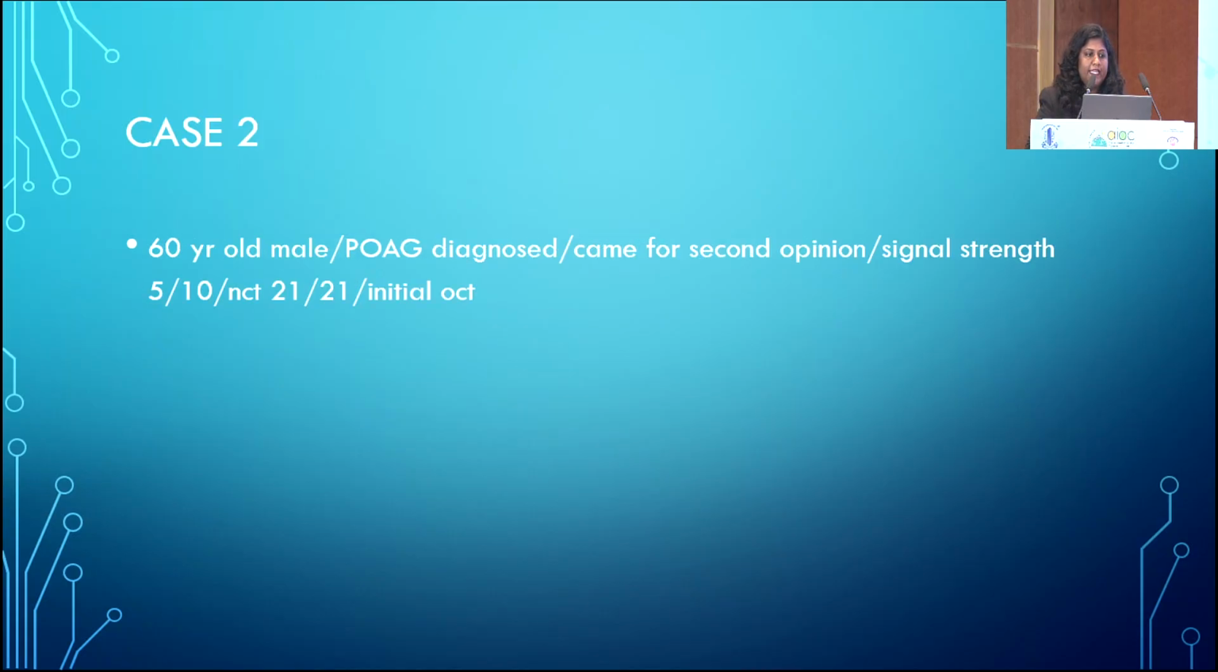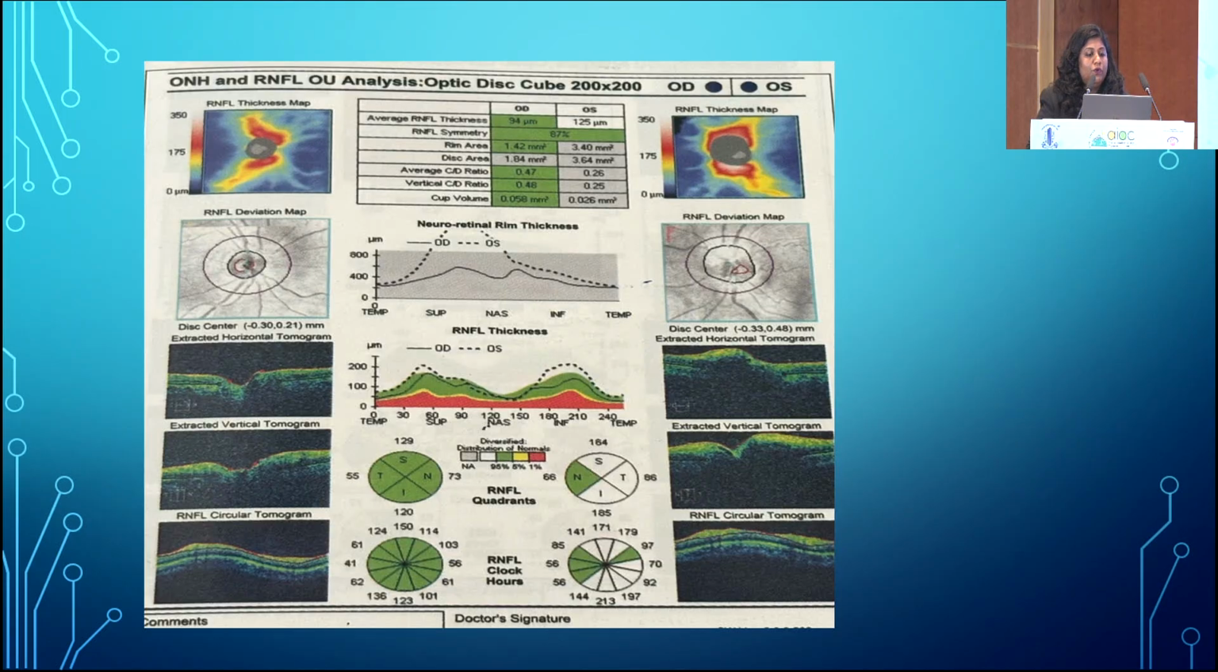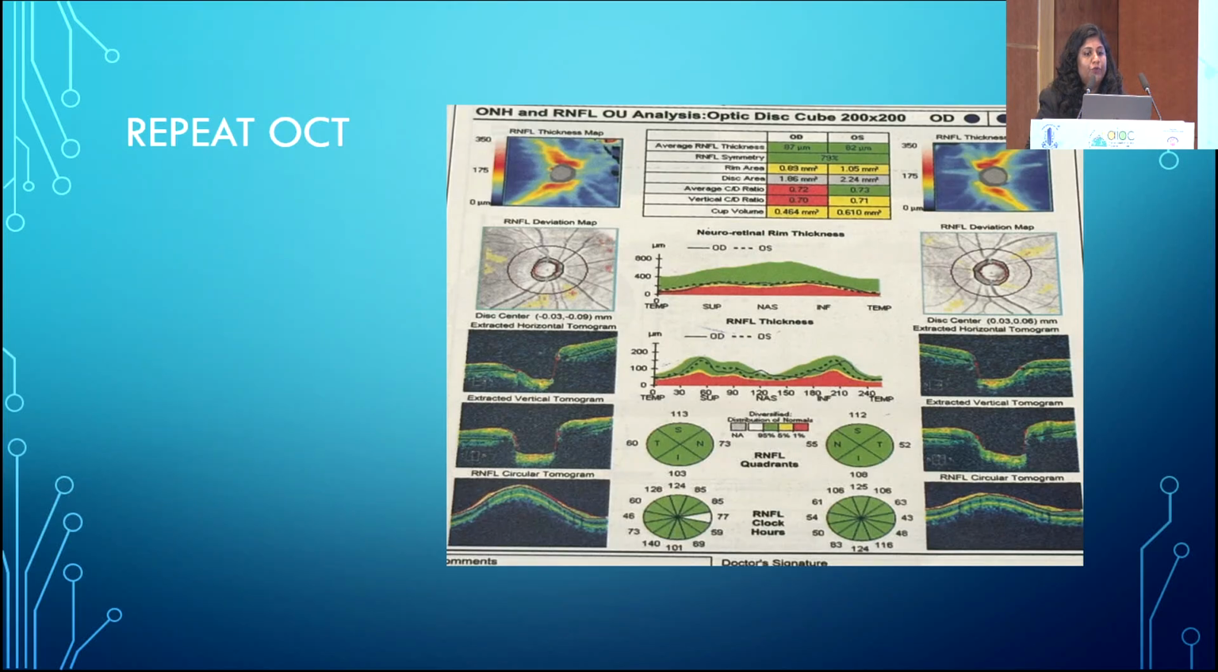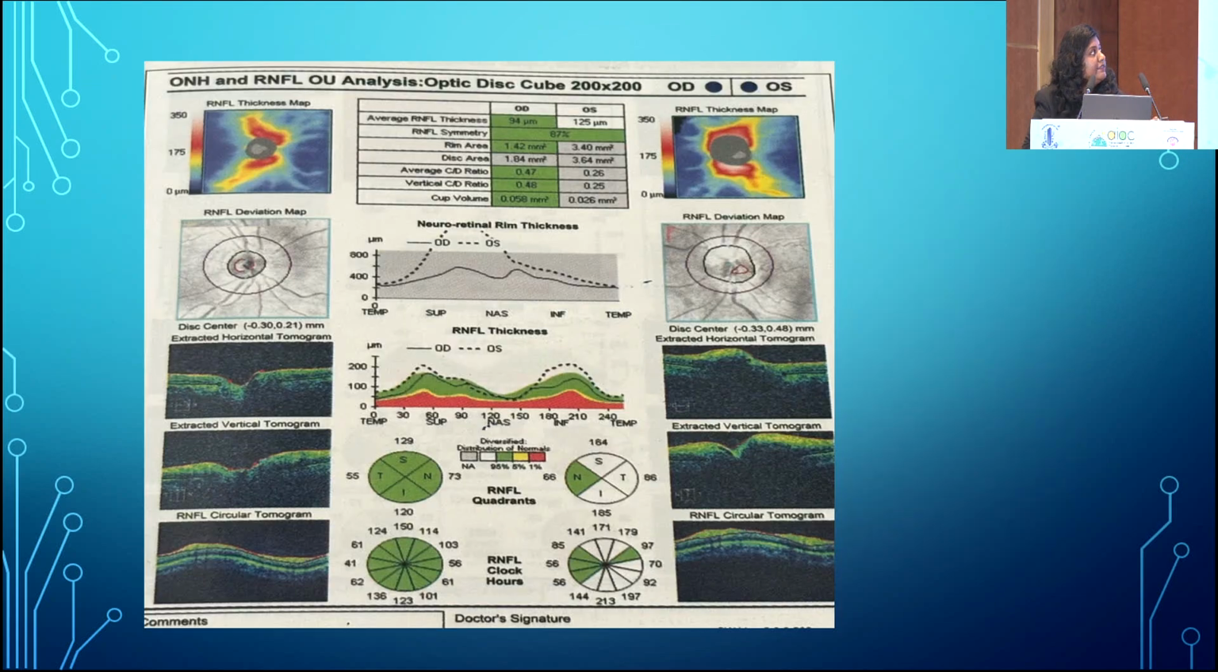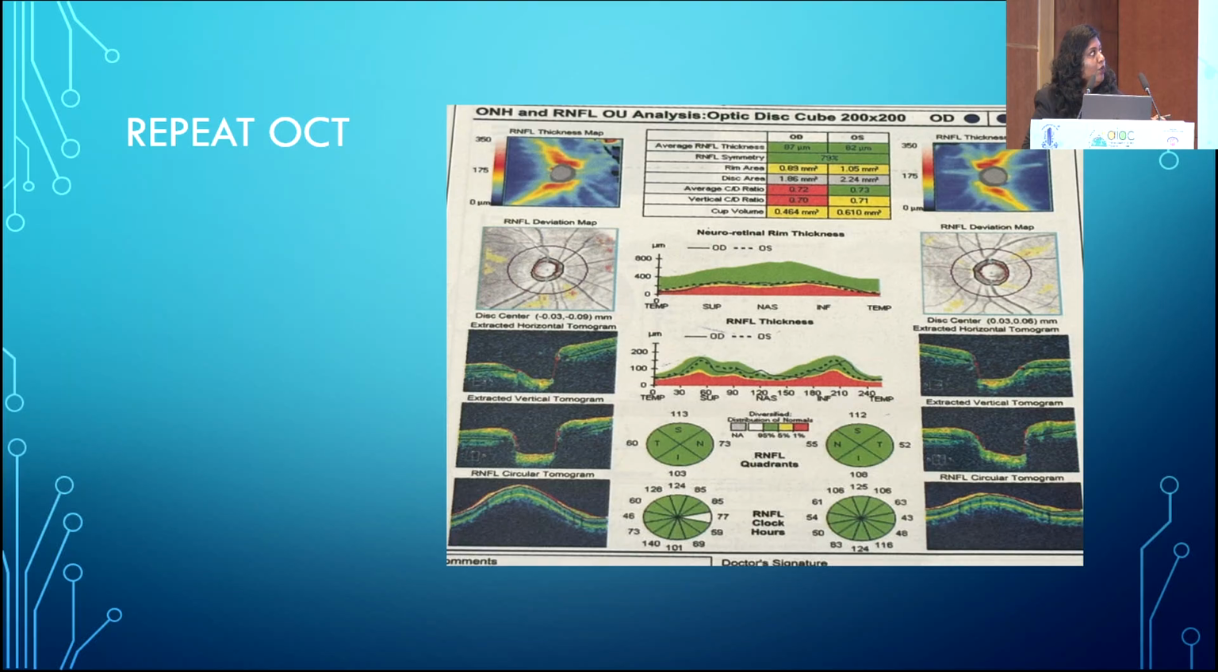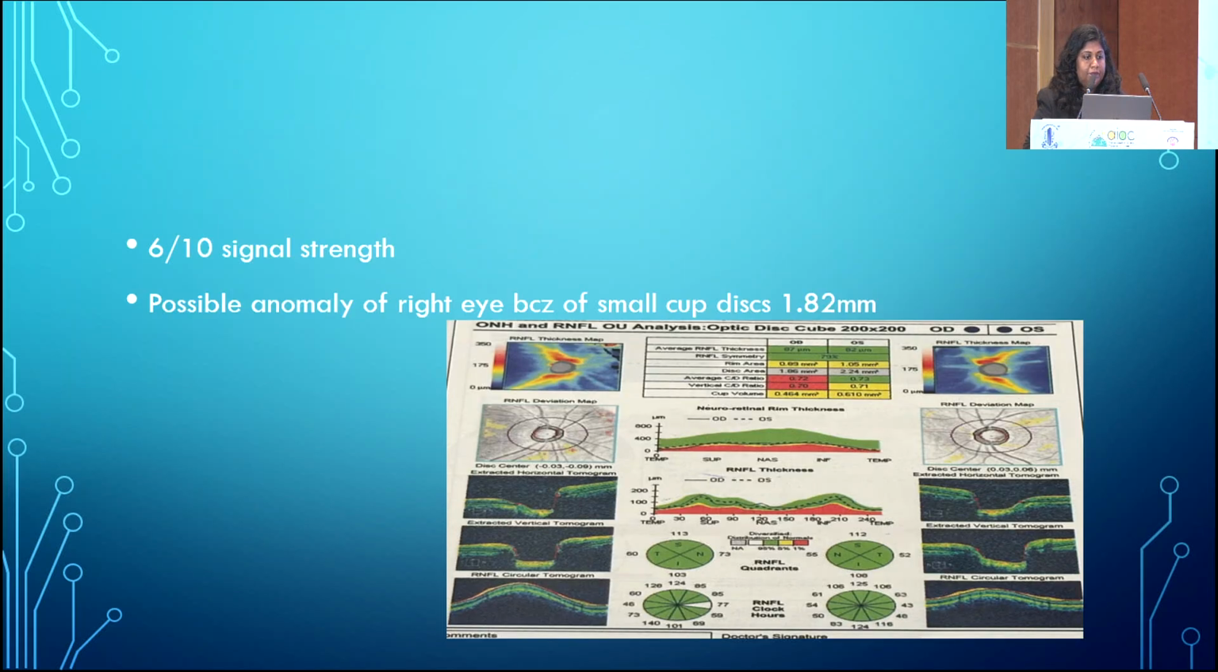Now coming to case 2, a 60-year-old male, a diagnosed POAG, came for a second opinion. But first of all, what should we see? The signal strength. It is only 5/10. The patient came with this report, so I have to repeat an OCT. Let's see the OCT. Everything is normal. In this, you can see the tomograph is abnormally placed, so it can't be taken into consideration. So we have to repeat it. Now everything is normal. So we can calculate from this one.